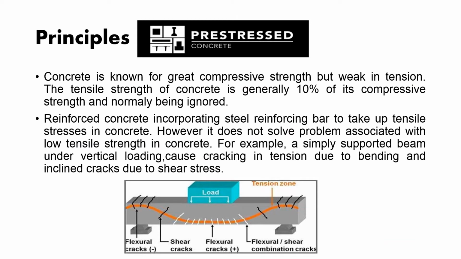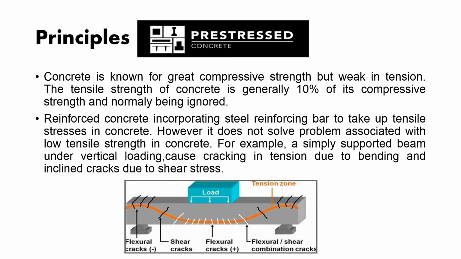Concrete is known for great compression strength but weak in tension. The tensile strength of concrete is generally 10% of its compressive strength and is normally ignored. Let's say you have a concrete with 25 megapascal, so the tensile strength is only about 2.5 megapascal compared to the compressive strength. Reinforced concrete incorporates steel reinforcing bars to take up the tensile stress in concrete. However, it does not solve the problems associated with low tensile strength in concrete.